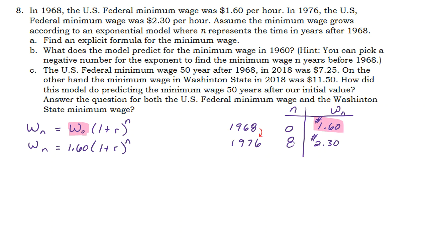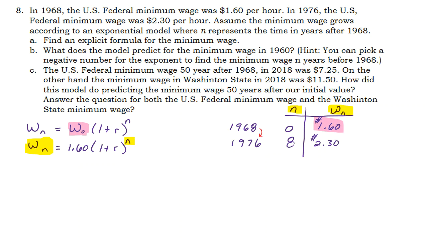Then the n and the W sub n are inputs and outputs. Let's really highlight that fact. Let me highlight this n and this W sub n. These are our inputs and our outputs. So we have to find the values of W sub 0 and R so that we can plug in some n and get the output of the wage. So how do we find R?